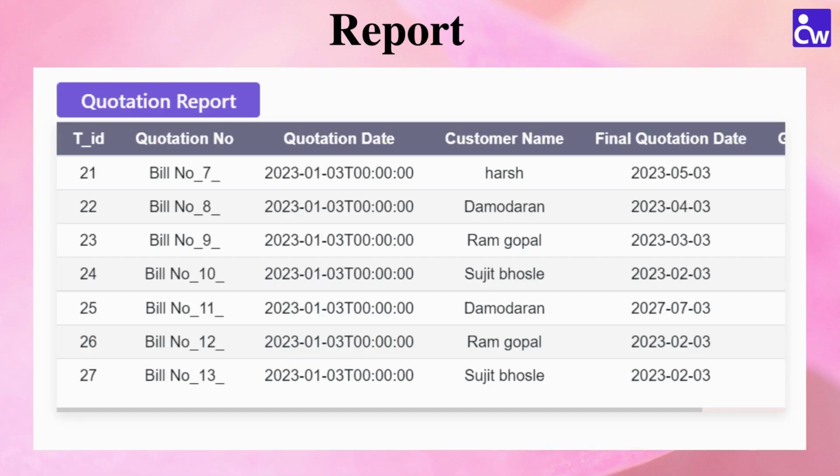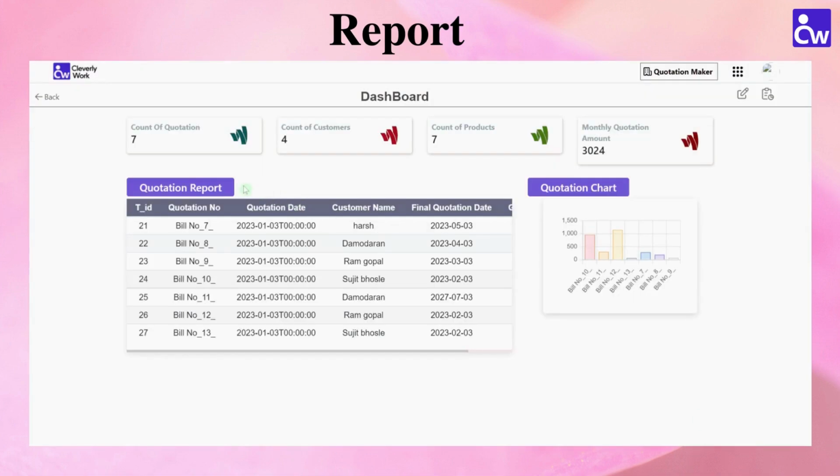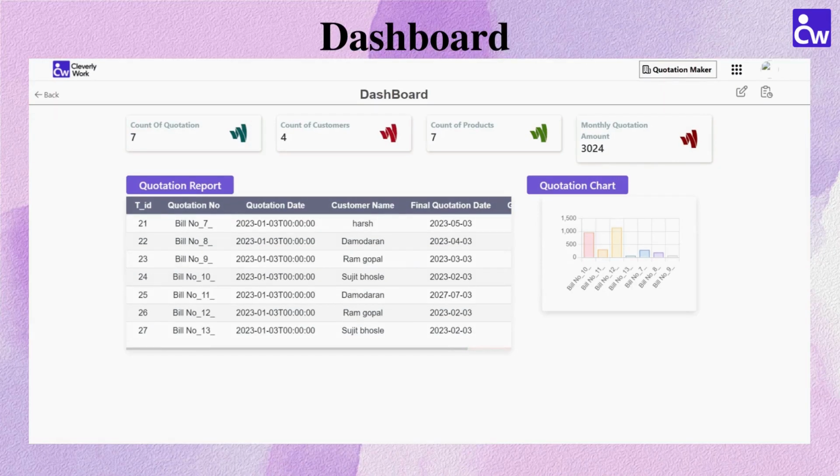Reports give the user a graphical snapshot of a company's operations. Dashboard reporting gives everyone in an organization, regardless of technological expertise, the ability to analyze data in real time via intuitive dashboards. Here in the Quotation Maker report, you can see all the information like quotation number, quotation date, customer name, final quotation date, and grand total. Also, you can show many different types of reports here.